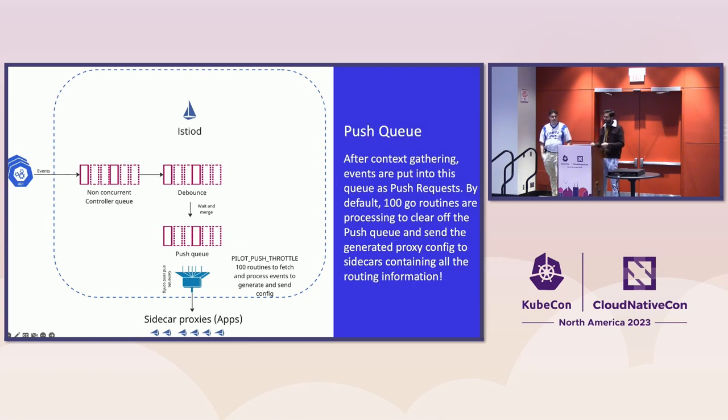After some context gathering and initializations, the events are converted into what is known as push requests, and they are placed into this push queue, where on the bottom right hand side, you can see that by default, there are 100 Go routines that are feeding on this push queue to generate and send the Istio proxy config for each and every sidecar proxy that is connected to this particular instance of IstioD. And the number of Go routines there can actually be controlled by a flag called pilot push throttle, and later we'll see how changing that flag from a default value of 100 actually worked for us.